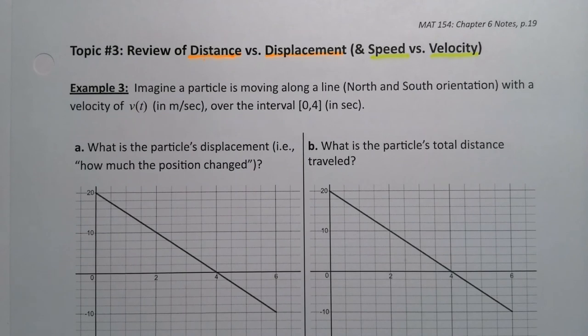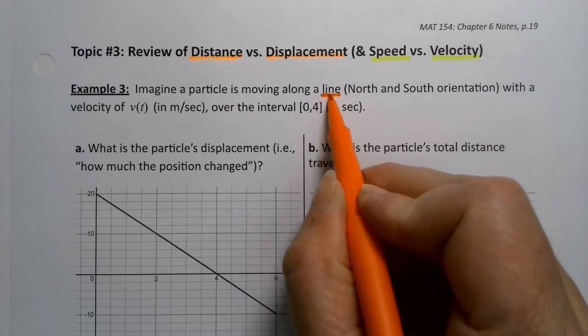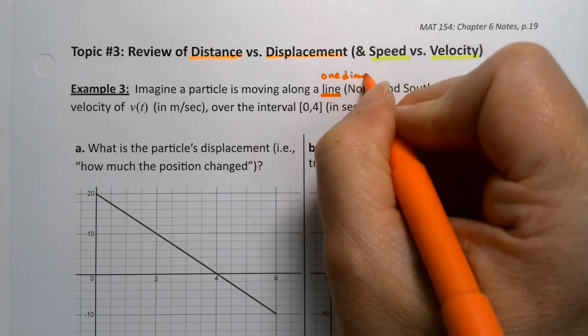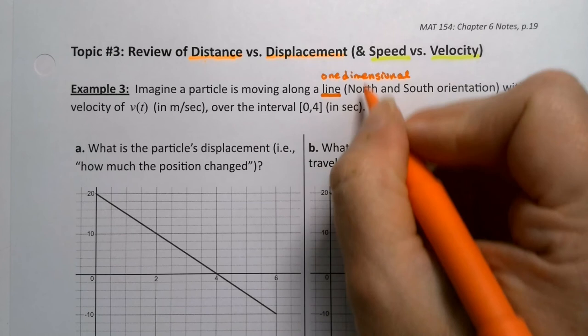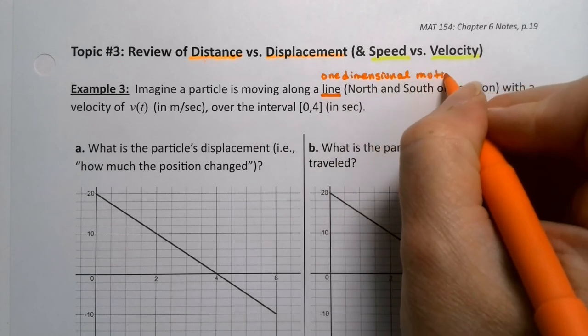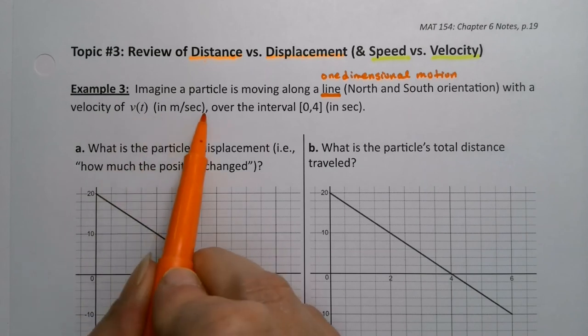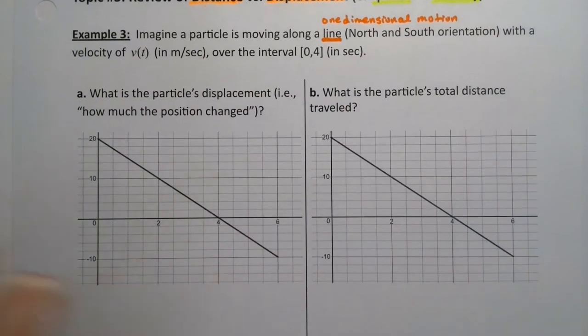So imagine a particle moving along a line, say in a north-south direction. Now remember, we're moving along a line because the only thing we know how to do is one-dimensional motion. We don't know how to do anything else at this point. So we're just pretending that this line is going north and south. One-dimensional motion, with a velocity of v of t in meters per second over the interval 0 to 4 seconds. And I have it drawn here.